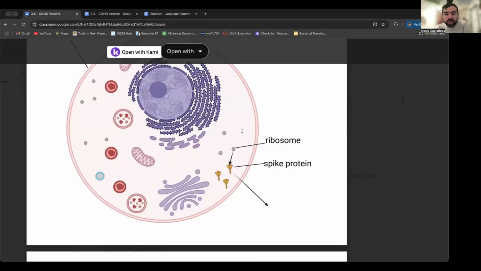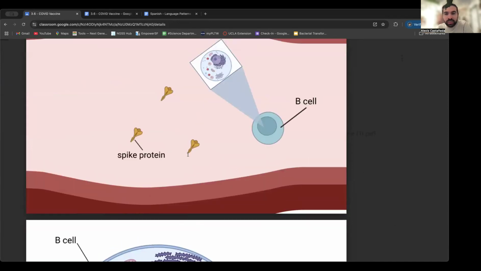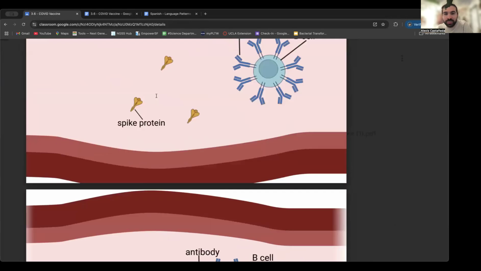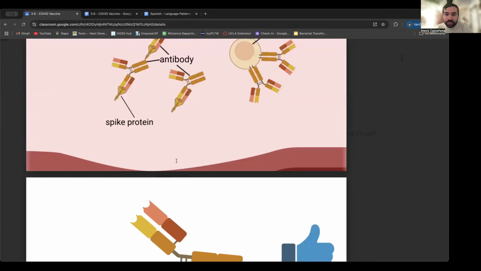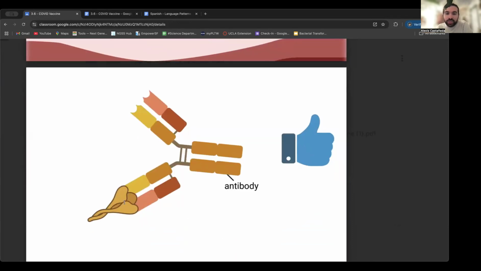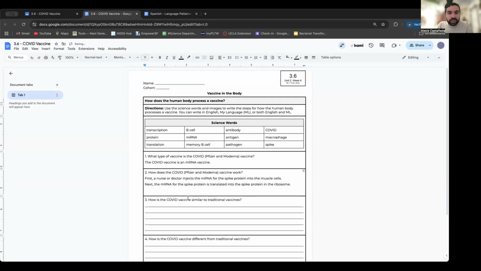So once we produce the spike protein, it goes into the blood, and the same process that we know continues, right? Once it goes into the blood, our B cells are going to create antibodies to try to eliminate the spike protein. It won't always work, but eventually we're going to find an antibody that will connect to the spike protein. So what we'll say is that our next sequence word is then. So then, B cells create antibodies to try to connect and eliminate the spike protein.